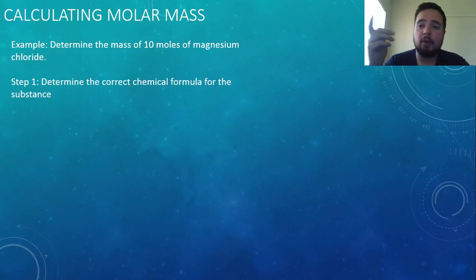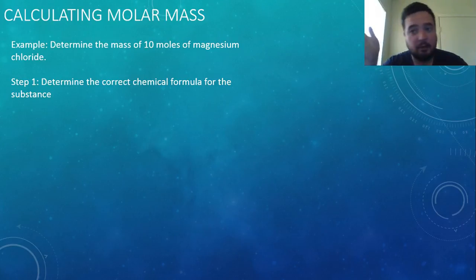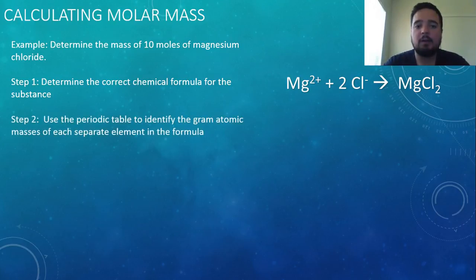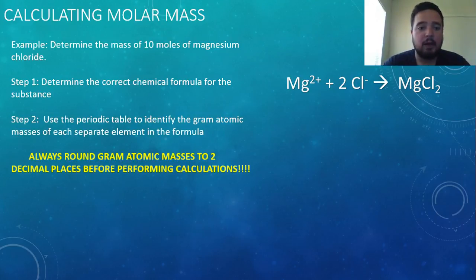First thing you want to do is determine the correct formula for the substance, because if you don't have the correct formula, your calculations are not going to make sense. So I know that magnesium 2+ plus 2 chlorines forms MgCl2 because of the crisscross method. Then I use the periodic table to identify the gram atomic weight for each element. When it comes to gram atomic weights, you're always going to round to 2 decimal places. Always. Before you even do calculations, round the gram atomic weights to 2 decimal places.